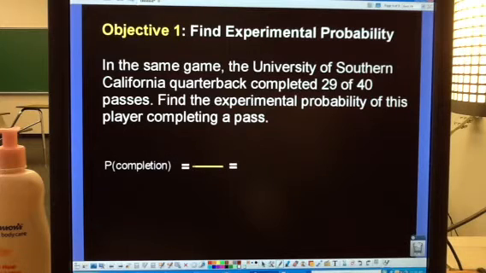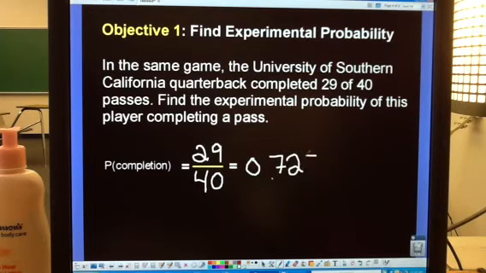And so on the top of this fraction, you should have written 29, because that's the number of times the event occurred. Completing the pass actually occurred 29 times. And our number of trials is going to be 40. He tried 40 times to pass the ball for a successful completion. He only completed it 29 times, but he tried 40 times. So 29 divided by 40 gives us a decimal of 0.725.